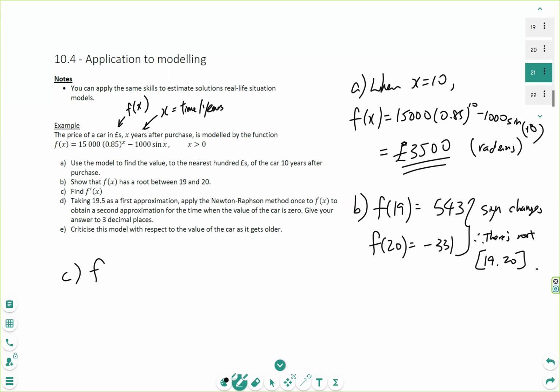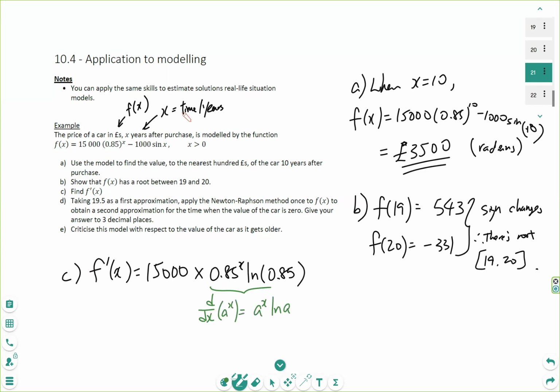Part C, find f dash x. Okay, we love it. Differentiate. I'll let you think about it, you can pause the video, differentiate yourself, and see if your answer matches mine. So 15,000 is the same. Differentiate 0.85 to the power of x. It's the same as a to the power of x times ln a. I'm not sure if you remember this, but the derivative of a to the power of x is a to the power of x ln a. And then minus: differentiating sin x gives cos x, so 1,000 cos x.